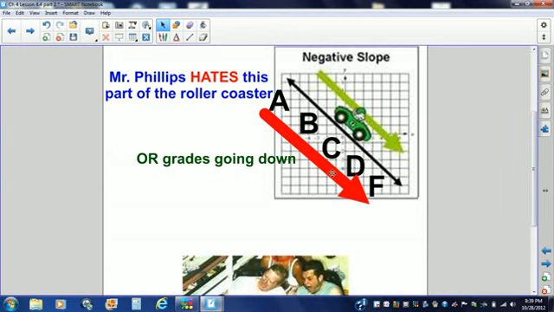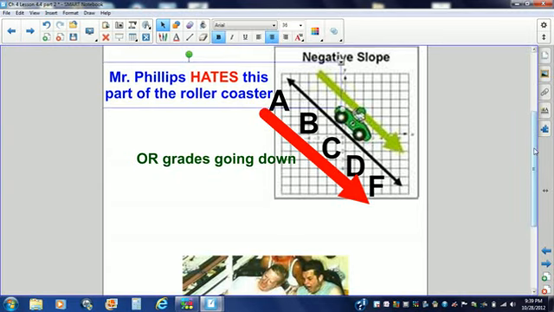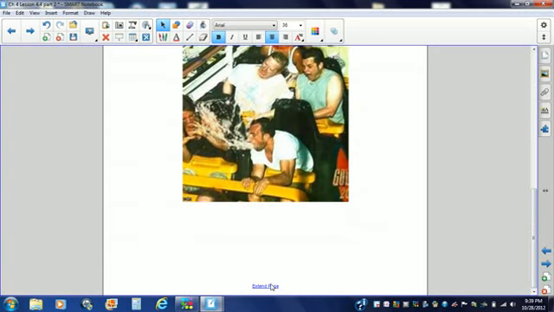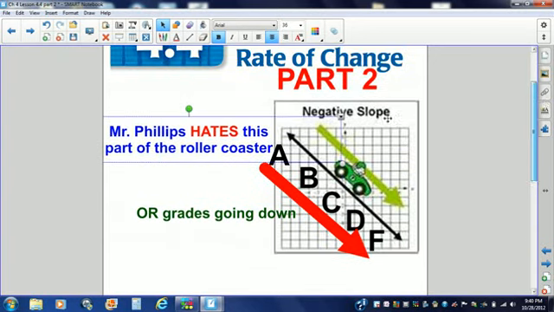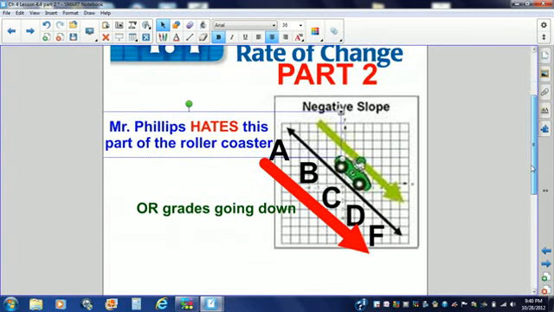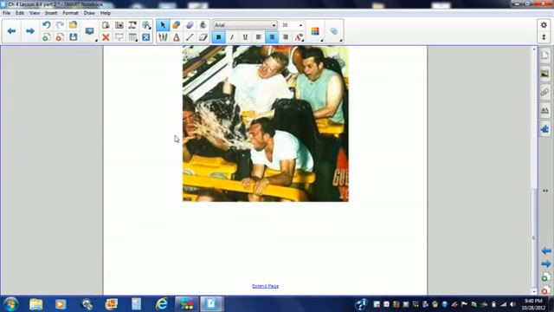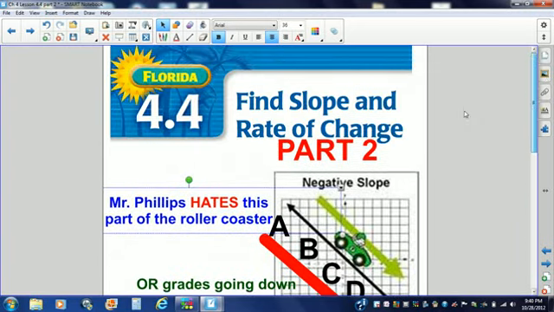If you don't want to go with the grades, stick with the roller coaster, because I'm thinking that this is going to be Mr. Phillips. And if you're unfortunate enough to sit next to him at Busch Gardens on the roller coasters, yep, you're going to be the recipient of all this, because I hate when the roller coaster goes down. Yeah, and then everybody behind us is going to be laughing at you. So you might not want to sit next to me on the roller coaster rides.